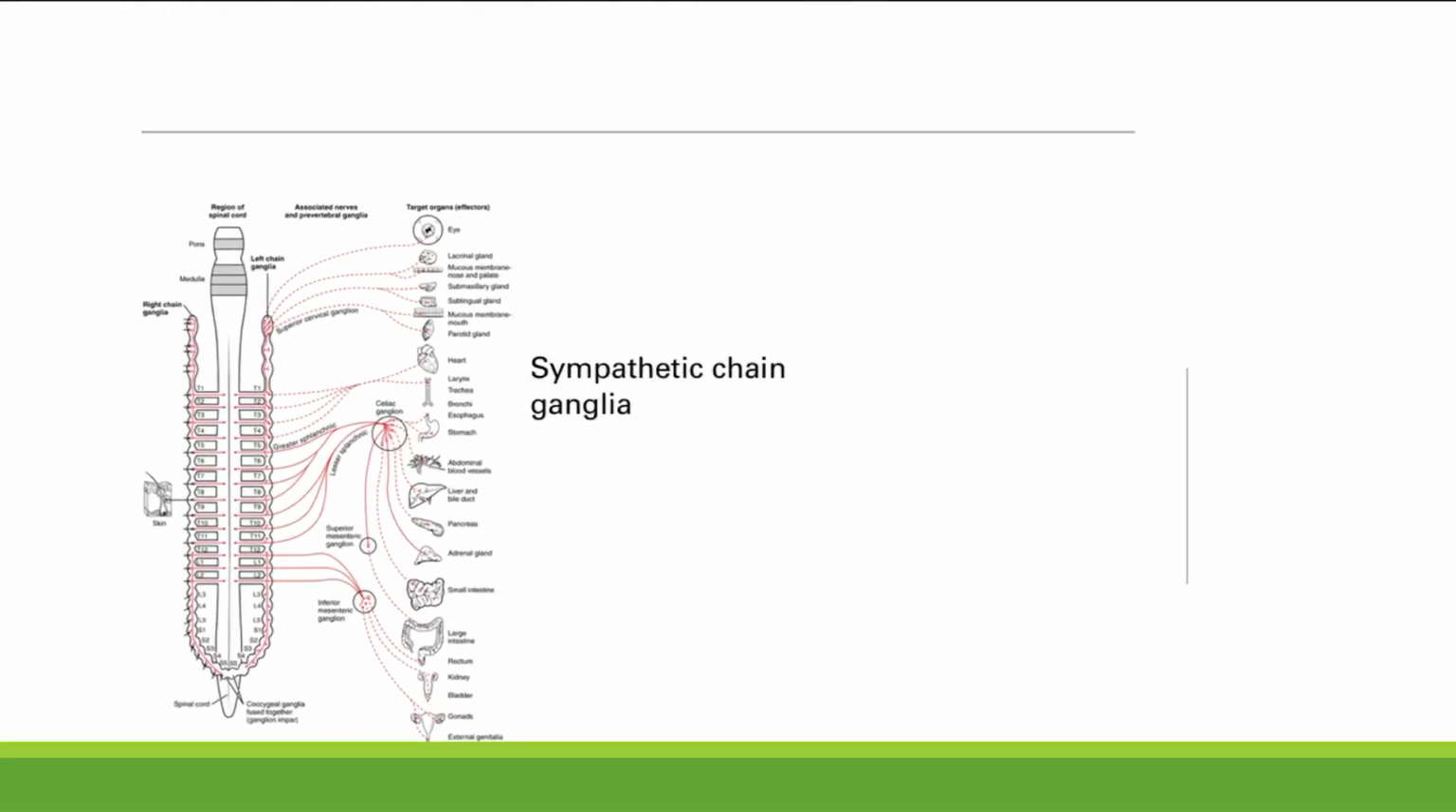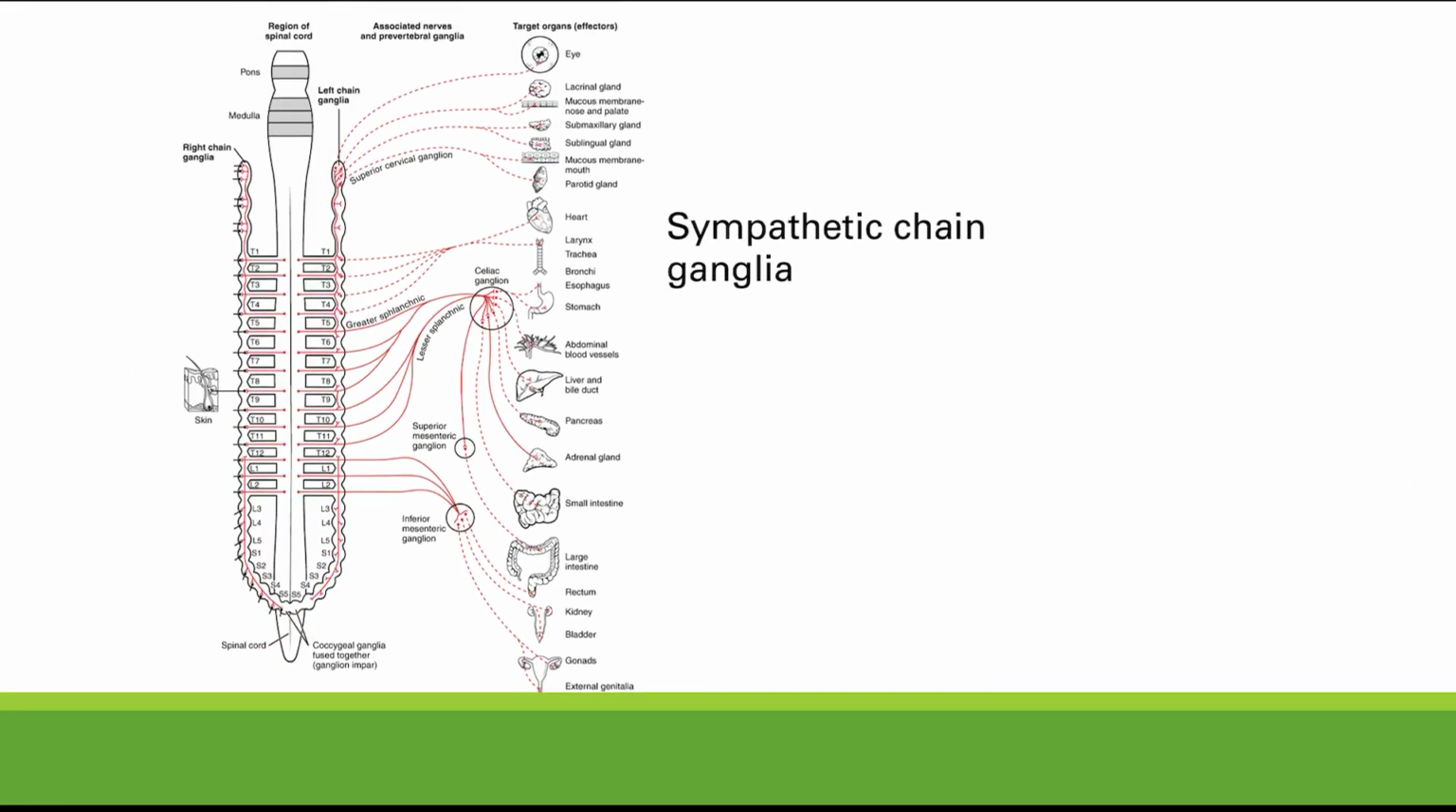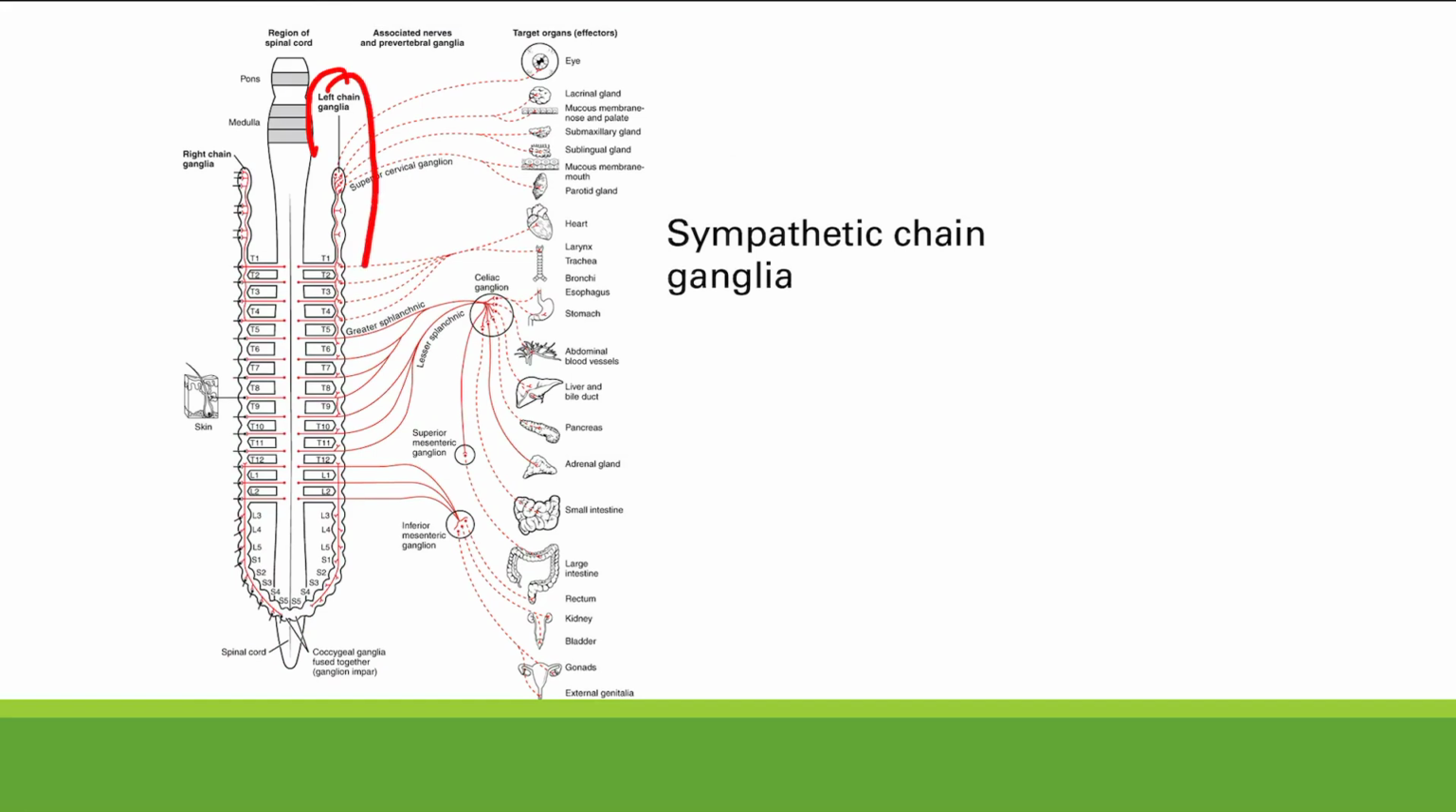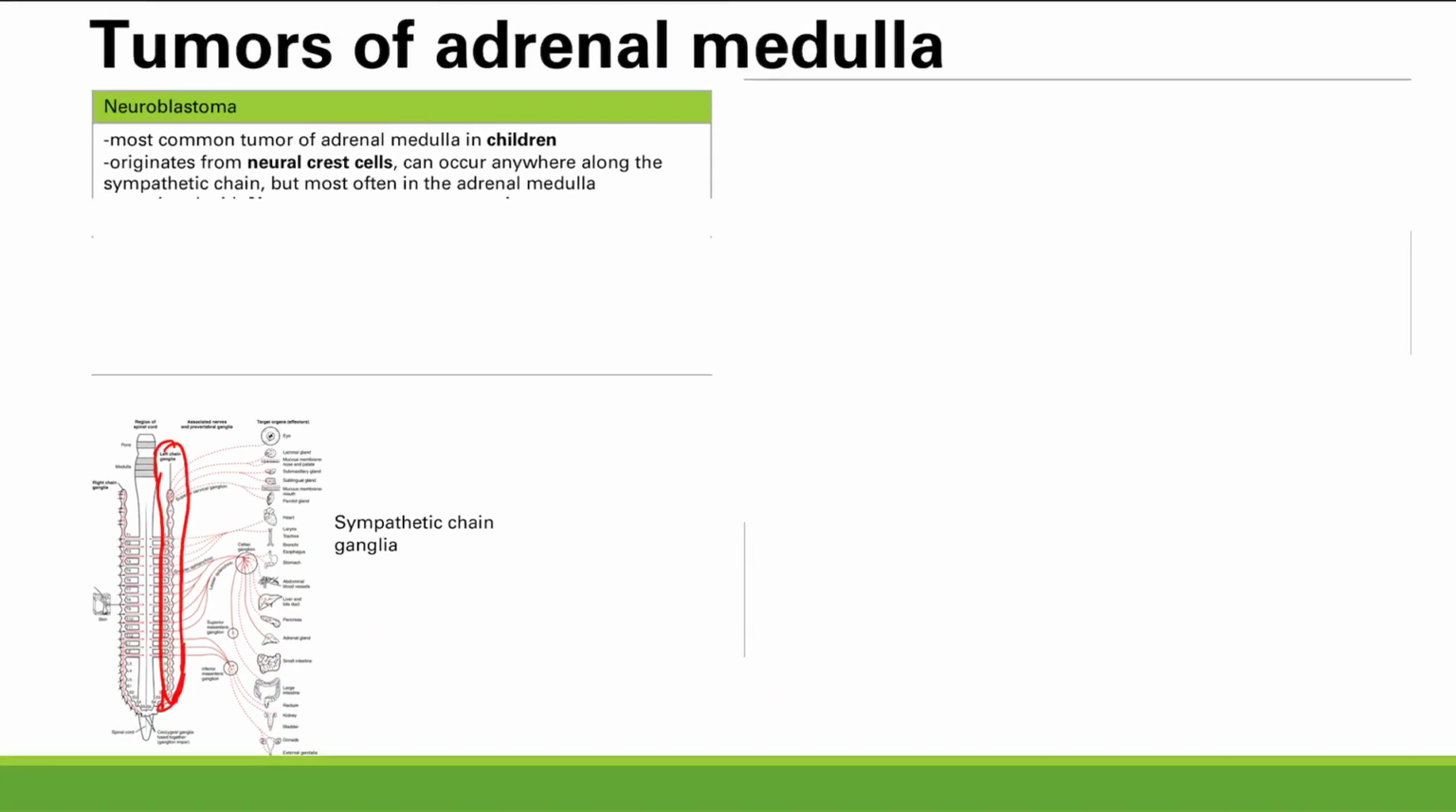So the sympathetic chain, let's blow this up here. Remember, this is the sympathetic chain right here. It's outside of the spinal cord. You have all your sympathetic nerves go along this chain, and eventually they go to the target organ. So you can get a tumor anywhere along that chain. Now this tumor is associated with the N-MYC oncogene overexpression.